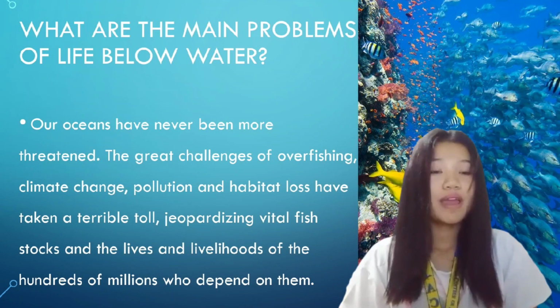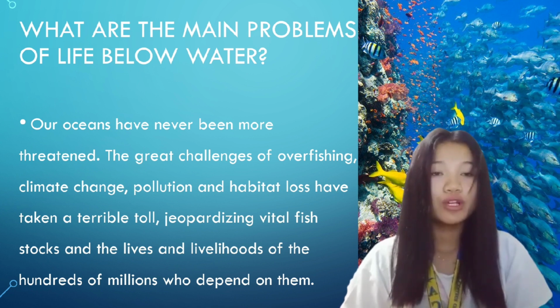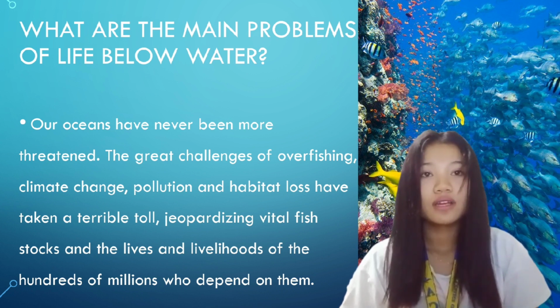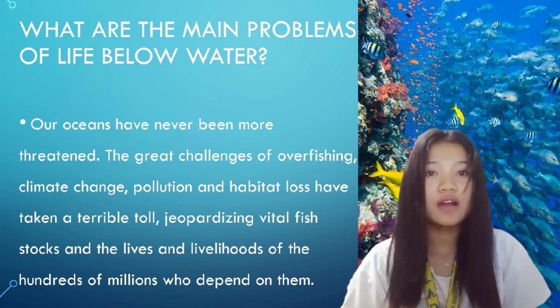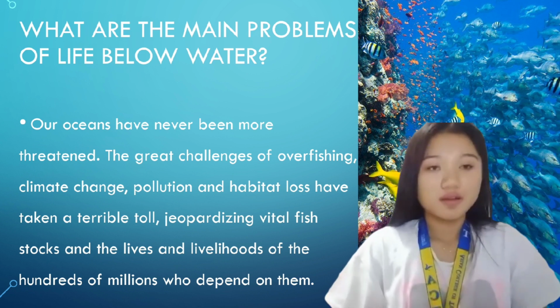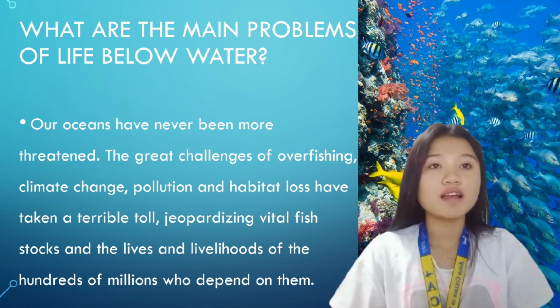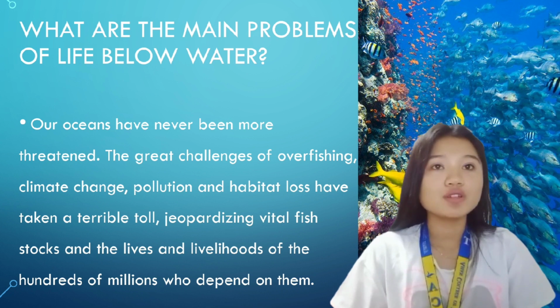What are the main problems of life below water? Our oceans have never been more threatened. The great challenges of overfishing, climate change, pollution, and habitat loss have taken a terrible toll, jeopardizing vital fish stocks and the lives and livelihoods of the hundreds of millions who depend on them. So, pollution poses the greatest threat to our planet and the lives of future generations.